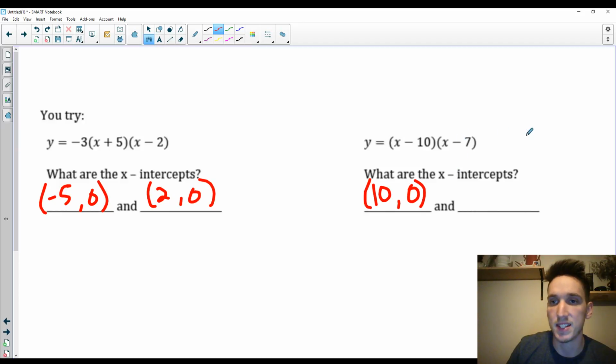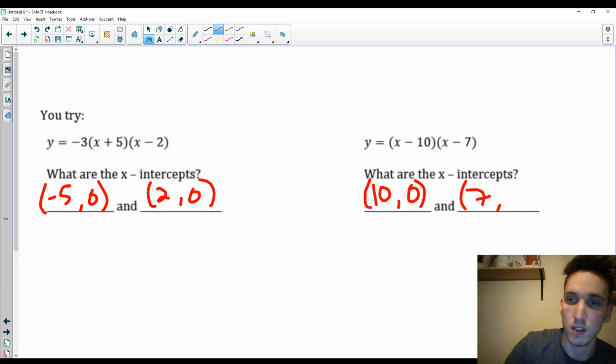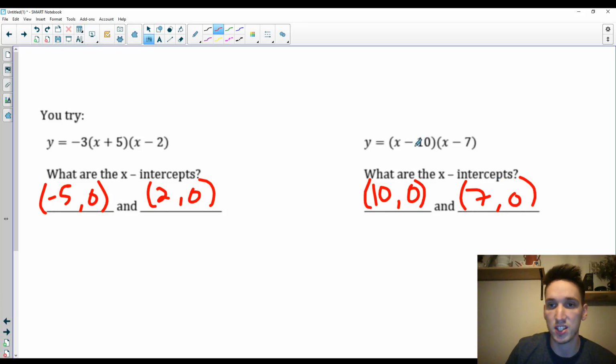And minus 7 here means, you guessed it, positive 7, 0. So again, we're remembering to change these signs. A minus becomes positive, positive becomes negative. Let's try out two more examples really quick.